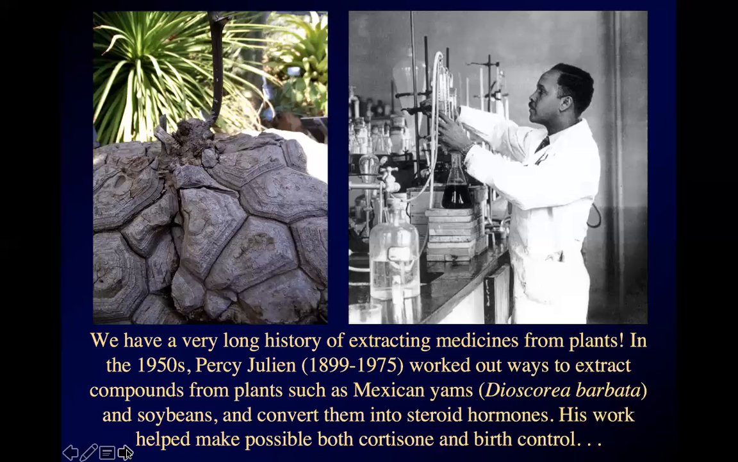We haven't had the opportunity to meet many of them because for a lot of our history, participating in science or education was rather strongly discouraged. But I can mention a guy named Percy Julian, a chemist who worked out ways to extract useful compounds from soybeans and from this plant, a rather weird looking thing called Mexican yam, Dioscorea barbata. The compounds he was able to get out of these plants are the basis of artificial steroid hormones.